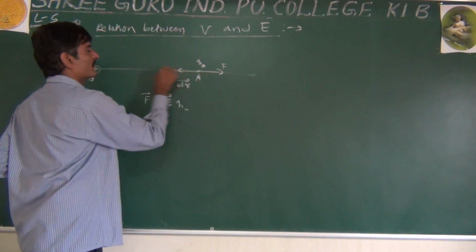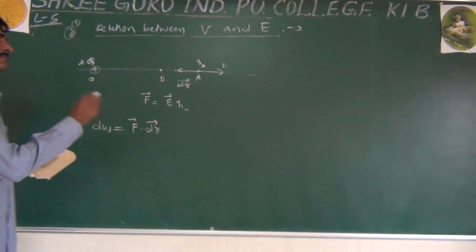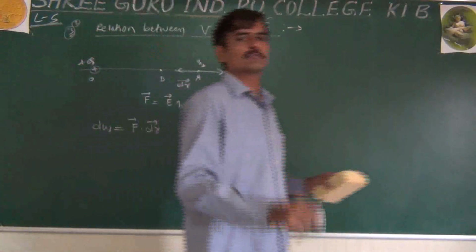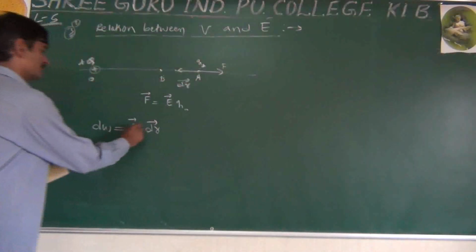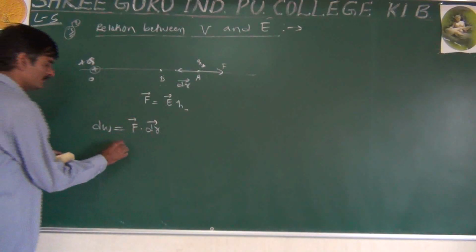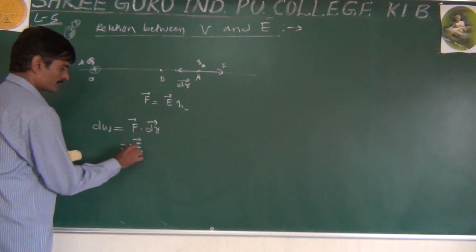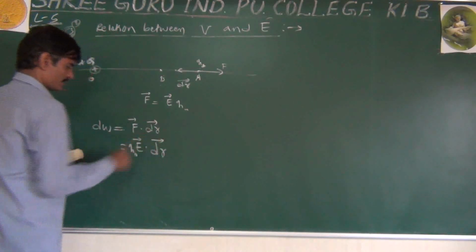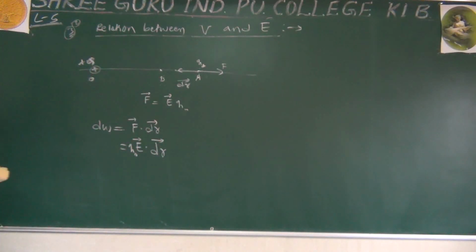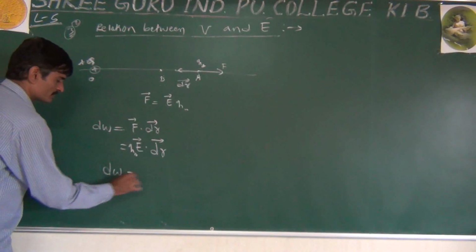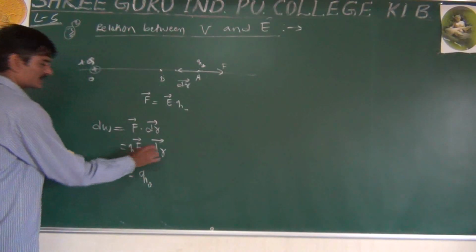dr is the distance between the points A and B. A and B are very close to each other, so dr is a very small distance. F is nothing but Q naught times vector E. So you can write dW is equal to Q naught vector E dot dr.